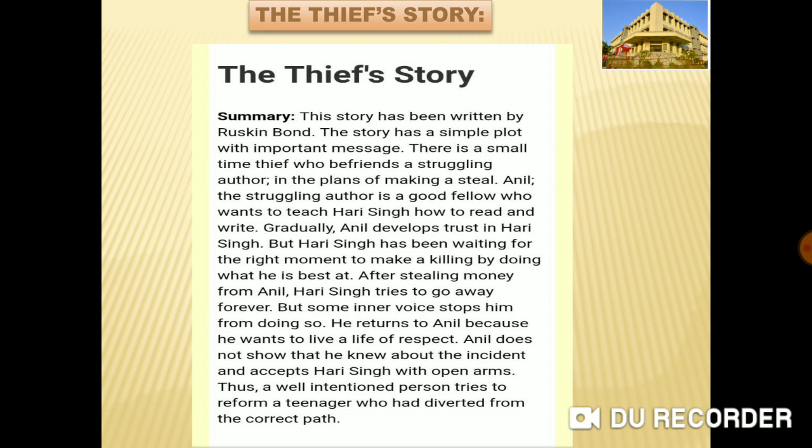Gradually, Anil develops trust in Hari Singh. But Hari Singh has been waiting for the right moment to make a killing by doing what he is best at. After stealing money from Anil, Hari Singh tries to go away forever. But some inner voice, which voice? Inner voice stops him from doing so. He returns to Anil because he wants to live a life of respect. Anil does not show that he knew about the incident and accepts Hari Singh with open arms. Thus, a well intentioned person tries to reform a teenager who had diverted from the correct path.